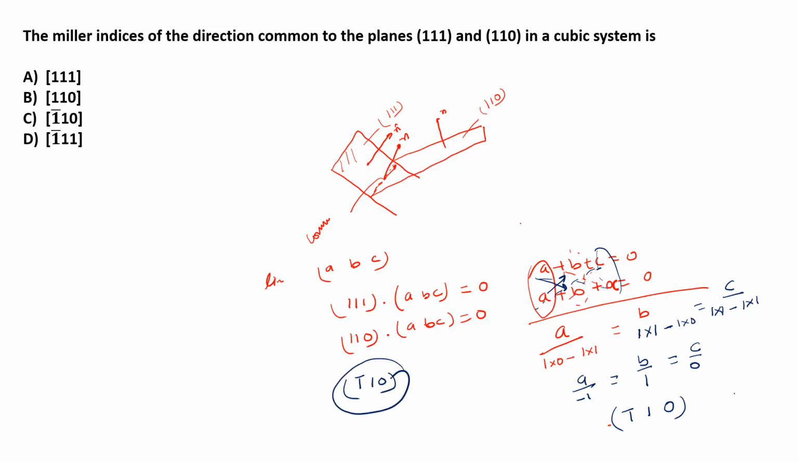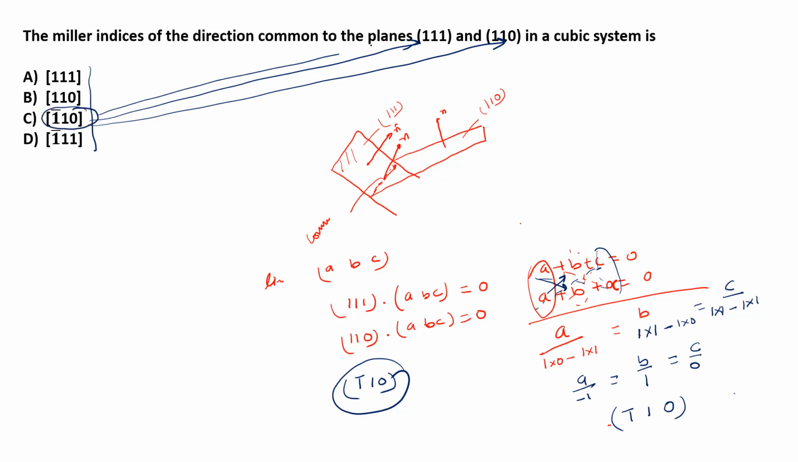Fine. So this is one method. The other method is you can directly choose from the options and do the dot product, and you can find where it's satisfied. You will see that option C is satisfied. If you take option D, the dot product of 1 bar 1 1 with 1 1 1 leaves you with 1. So this is not right.